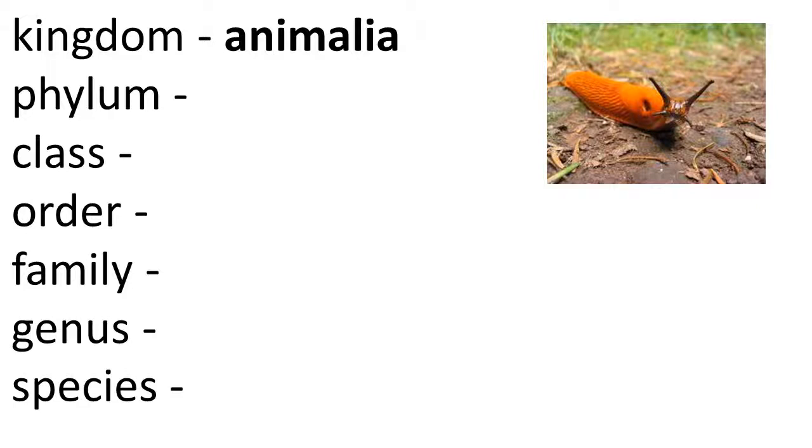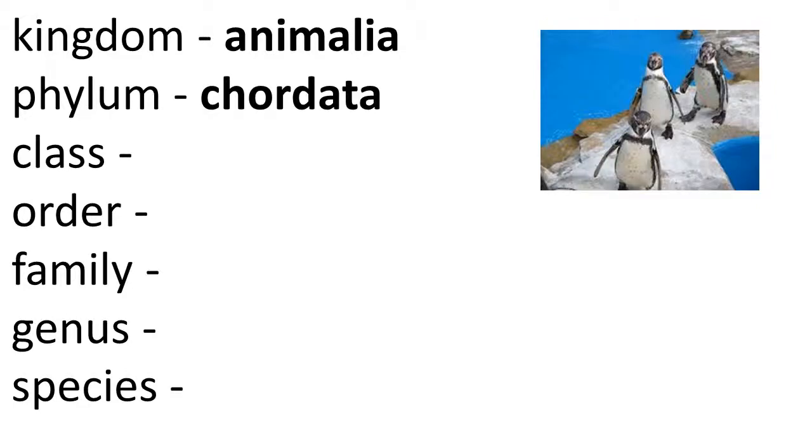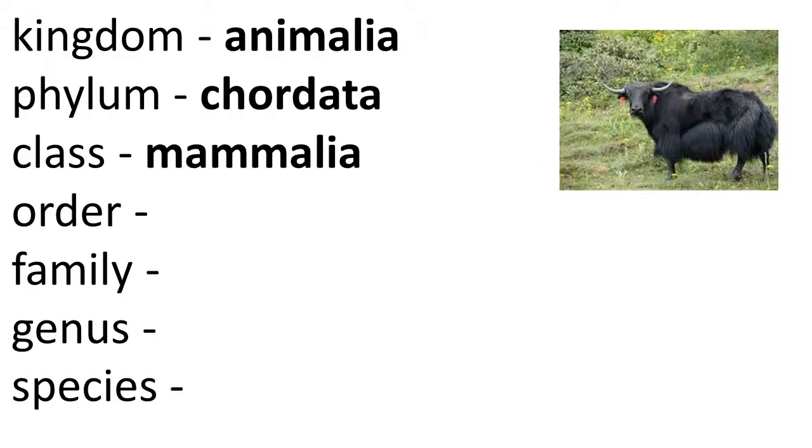The phylum we're looking at is Chordata. Now that means it's a vertebrate. It's got a backbone. So we've narrowed it down so far, but we've still got a long way to go. It's an animal and it's got a backbone. Next division, we've got the class Mammalia. It's a mammal, so that means it's got hair or fur, and it gives birth to live young, so it doesn't lay eggs.